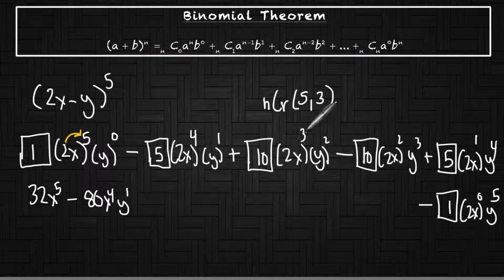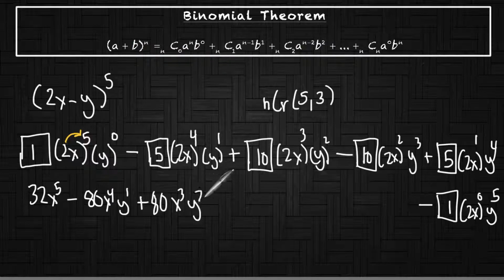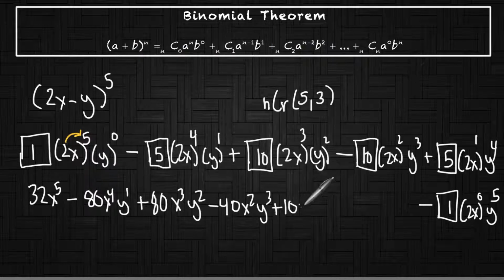Now we have 2 to the 3rd. That's 2 times 2 times 2. That's 8 times 10. That's 80 again. So 80 x cubed y squared. All right, and now we have 2 squared. That's 4 times 10. That is 40. X squared y cubed. And then we have 2 to the 1st, which is 2 times 5. And that is simply 10. X to the 1st, y to the 4th.